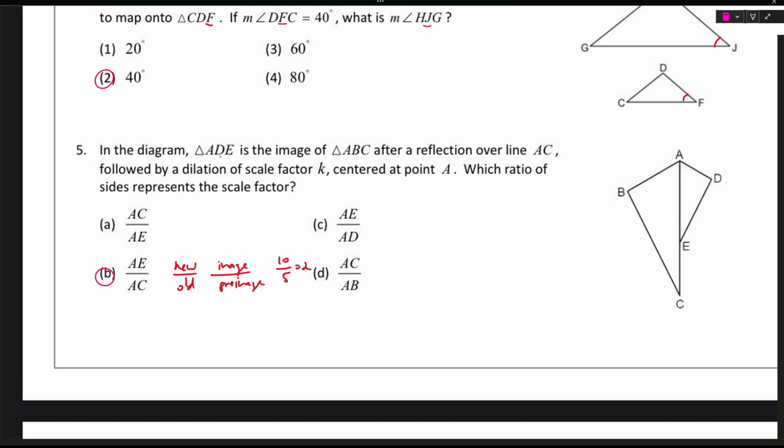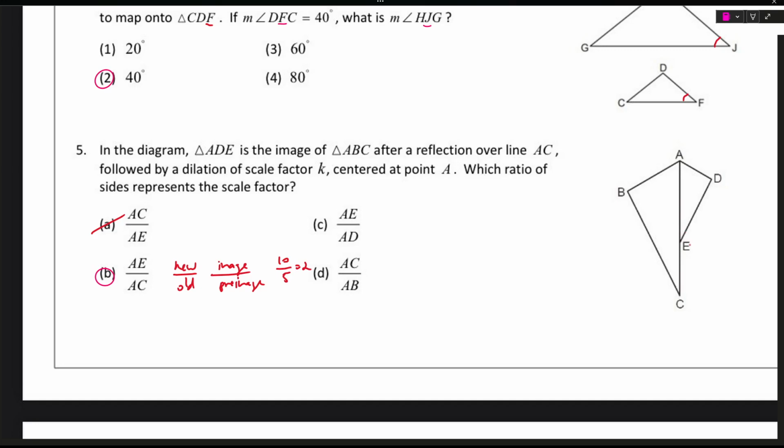Wait, sorry. So it says ADE is the image. So it actually got smaller. ADE is the image of ABC, right? So yeah, we gotta do the new thing, which is the smaller triangle, divided by the old thing, which is the larger triangle. So AC over AE, that's the larger triangle over the smaller triangle, so that's not it. Choice B is AE, smaller over the longer, which yeah, that's our answer because they match up also.